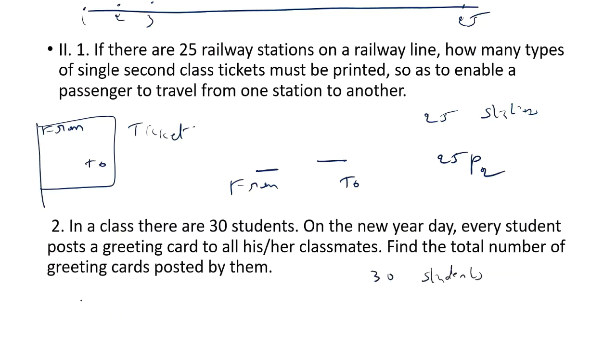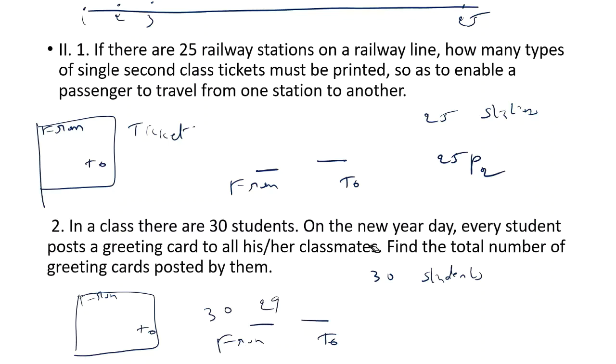Now here also we have a greeting card. On this greeting card we have from and to. So from means you can write your name, to means you can write the other name. Other name in the sense you can write the remaining 29 names. So here also we have these two blanks. The first blank is from and the second blank is to. You cannot post a greeting card written by you to yourself. So the first blank can be filled in 30 ways. The second blank can be filled in 29 ways.